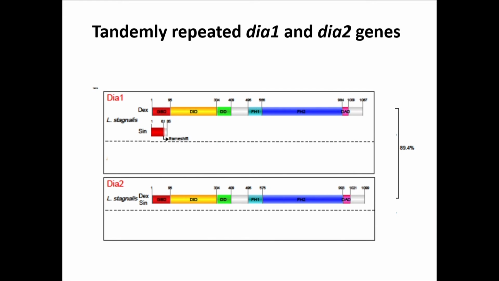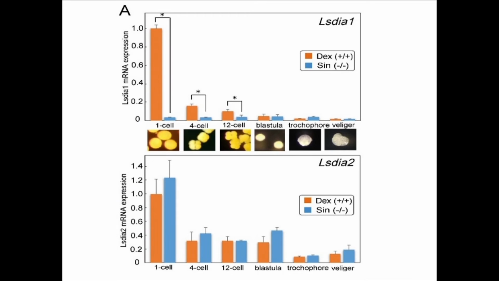There are tandemly repeated genes next to each other. For the sinister one, in DR1, there's a frameshift mutation, so it terminates and ends up as a very short protein. And for DR2, they are tandemly repeated. Dexter and sinister have the same gene, the same amino acids, but this is sort of stopped here. And this makes sinister sinister. It's really exciting. There are many other things, but I think time is going to be up.